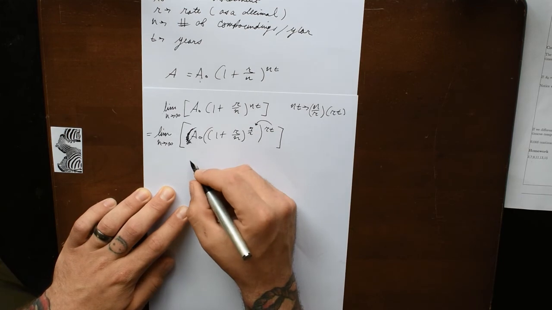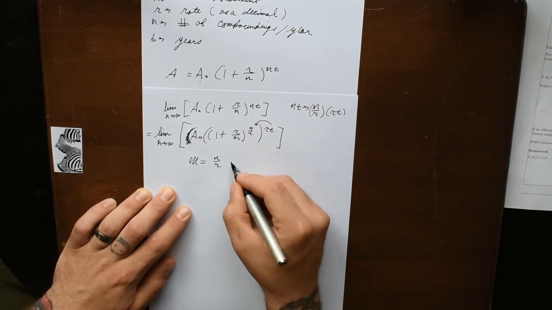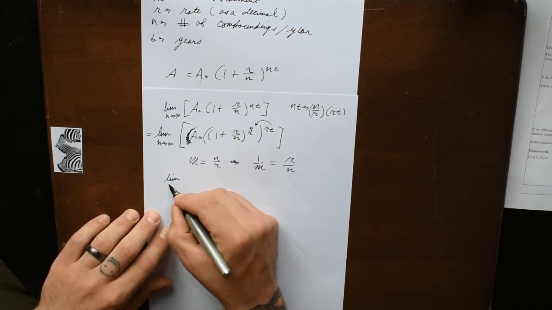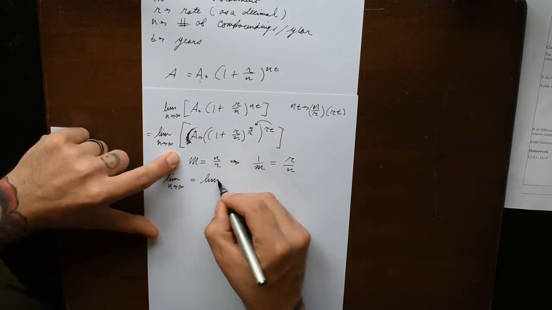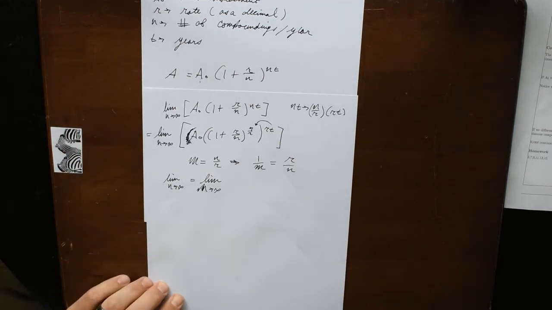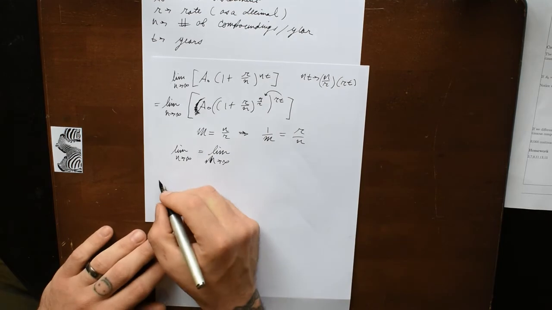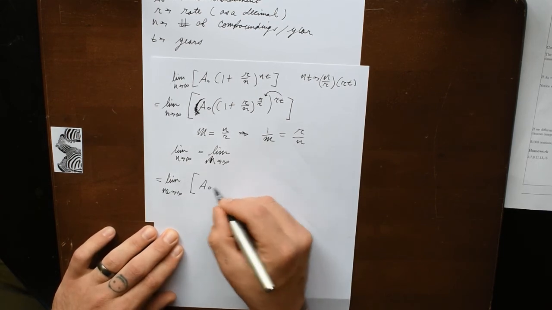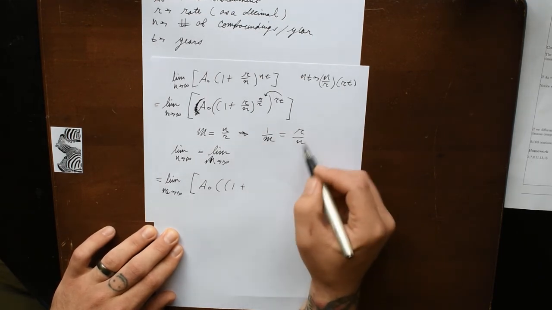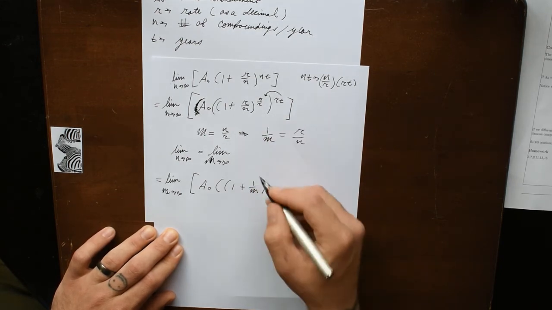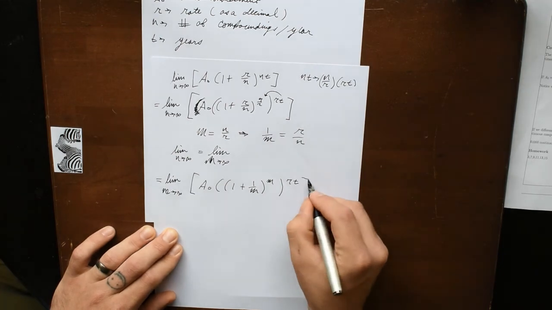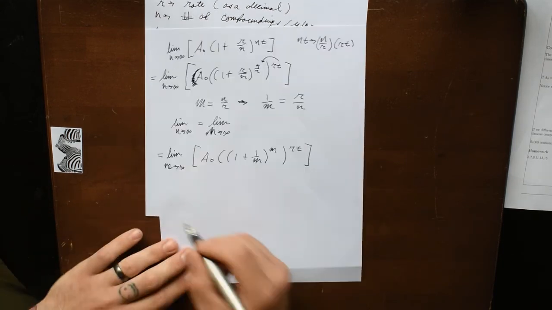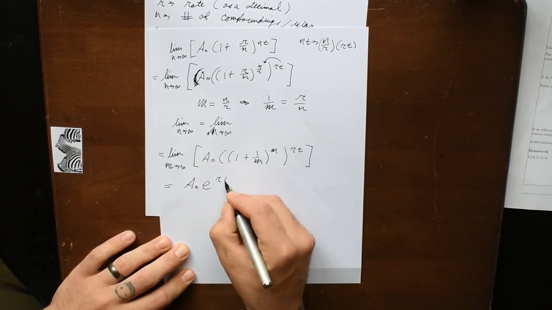And so now, check out what happens. If I let m be equal to n divided by r, that also says that 1 over m is equal to r over n. And the limit as n goes to infinity is going to be equal to the limit as m goes to infinity. Okay, so we will do this substitution here. This is equal to a limit as m goes off to infinity of a naught times 1 plus 1 over m to the m, to the rt, close bracket. But the limit as m goes to infinity of 1 plus 1 over m to the m, well, that's the definition of e. So this is equal to a naught e to the rt.